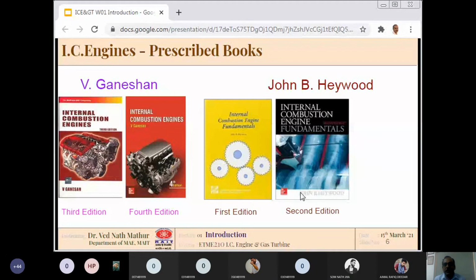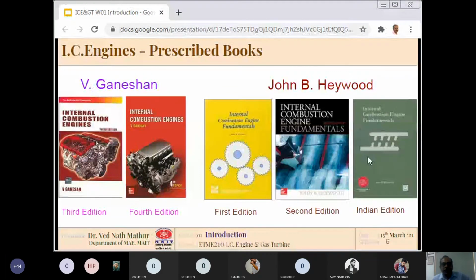They have also got a 2nd edition recently, and it's very expensive. It's, I think, more than 10,000 rupees on Amazon. It's not available in India, but there is an Indian edition which is around 300 or 400 rupees. Few copies of this book are available in the library, and you might get IC Engine by Ganeshan from the book bank also.